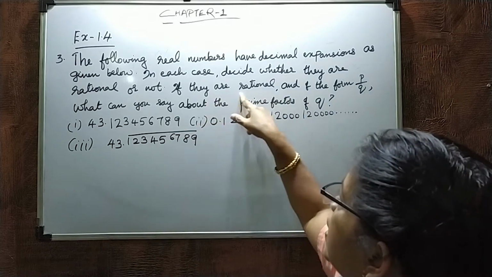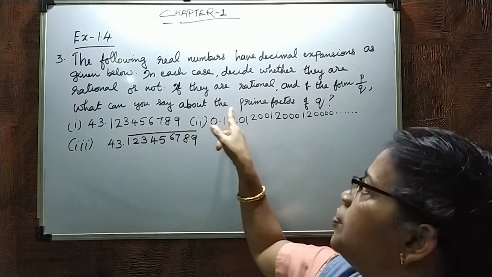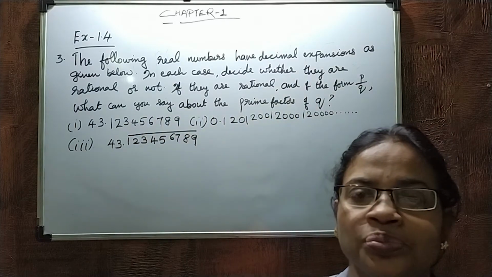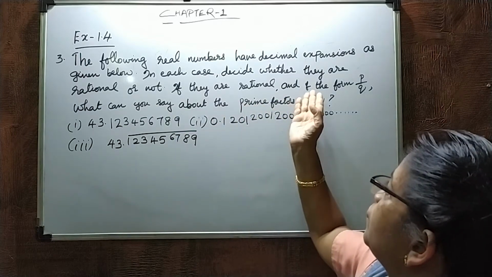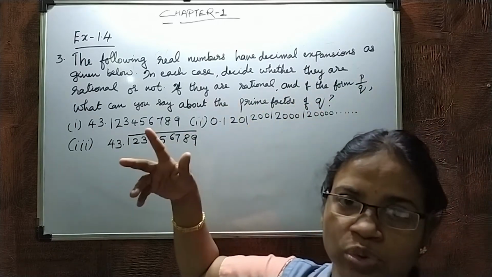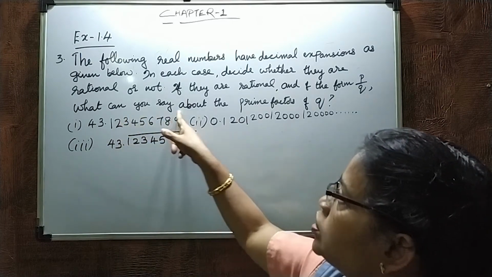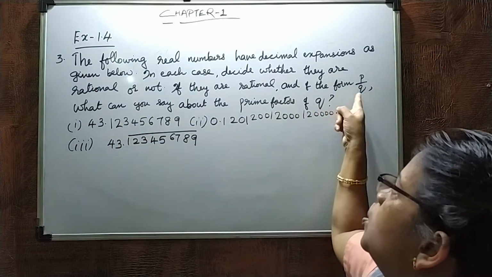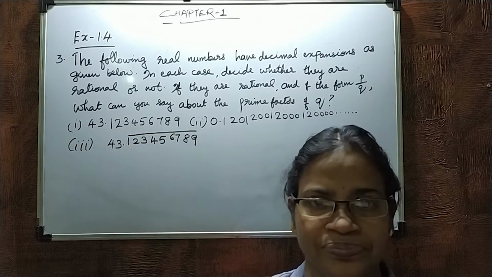And then, if they are rational and of the form P by Q, what can you say about the prime factors of Q? If they are rational, of the form P by Q, you know P and Q are integers. And then what can you say about the prime factors of Q? What about the denominator of this rational number?